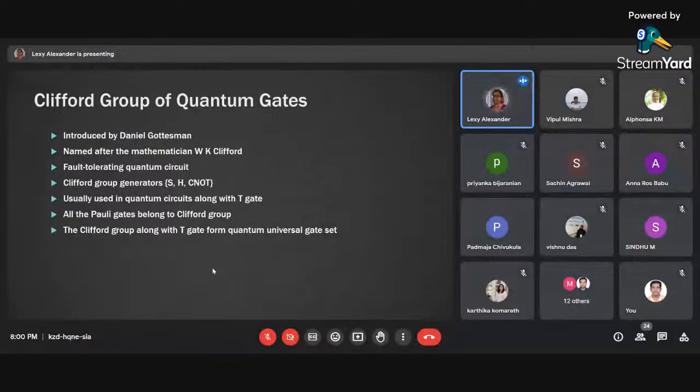This is like the generator of the group, and all combinations of these will generate other gates, so many other gates which we mostly need in our implementations. So S, H, C naught are known as generators. And quantum circuits are always implemented using these gates S, H, and C naught along with the T gate. The T gate is not generated by S, H, and C naught, so plus the T gate, we also have to add.